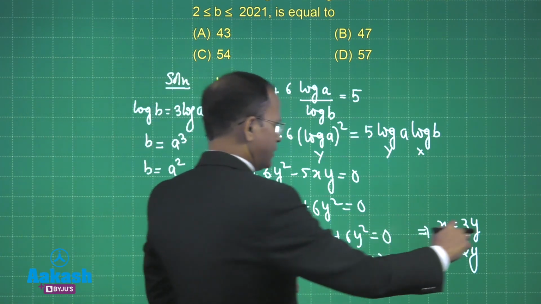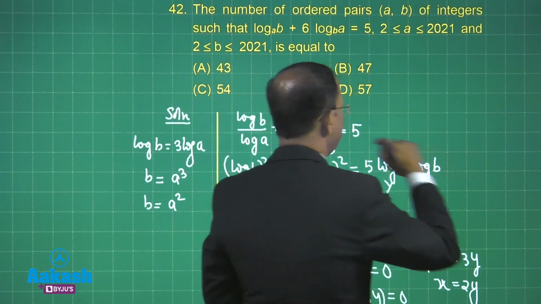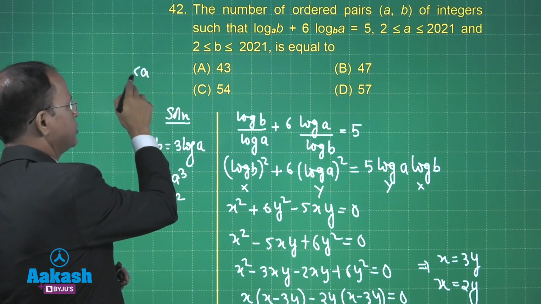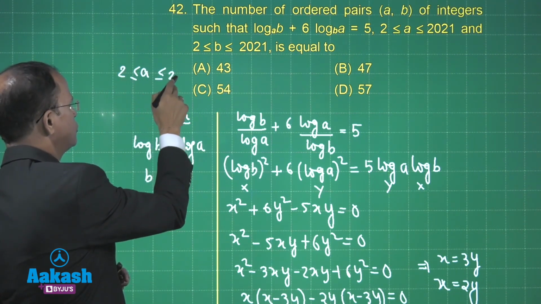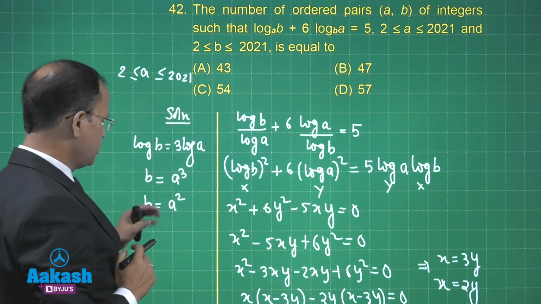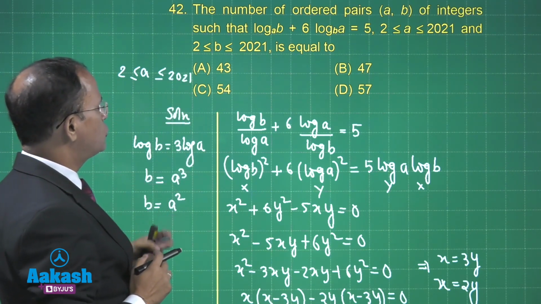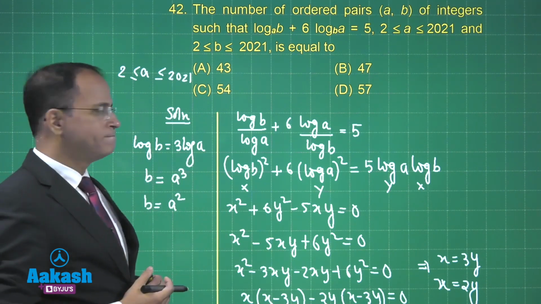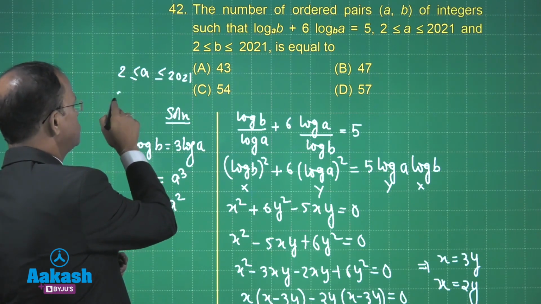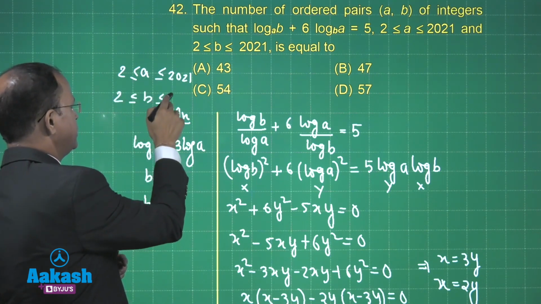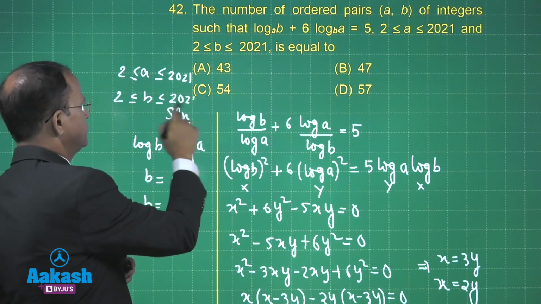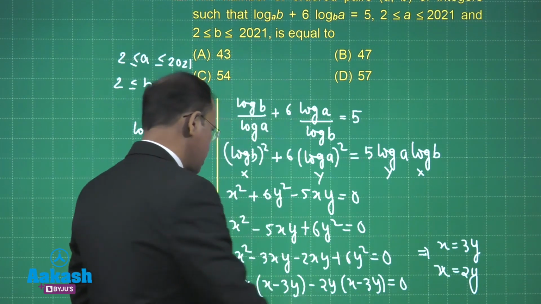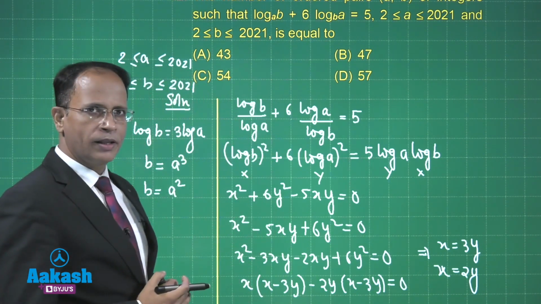Now it has been given that the range of a is greater than or equal to 2, less than or equal to 2021. So we have to be very careful in selecting the values of a, and also because we have to check for the values of b also. So more of a hit and trial here, right? And also it has been given 2 less than or equal to b less than or equal to 2021. This is what has been given to us. Now what we can do, just explanation for the first one, right?